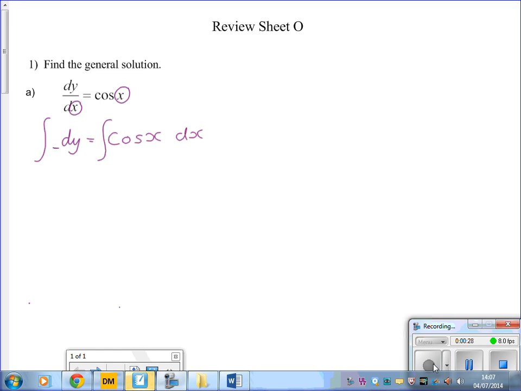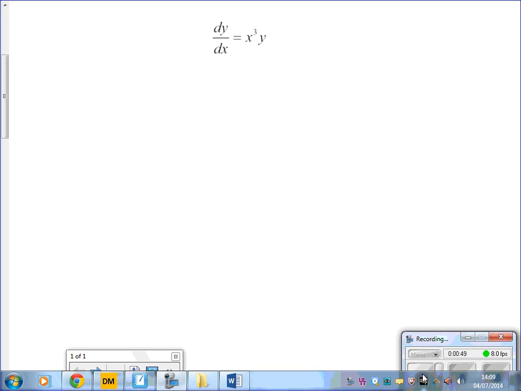If we can't see anything here, remember there's a 1. So on this side, integrating 1 gives me y. On this side, if I integrate cos x, I'll get sin x, and don't forget the plus c. This is part B.